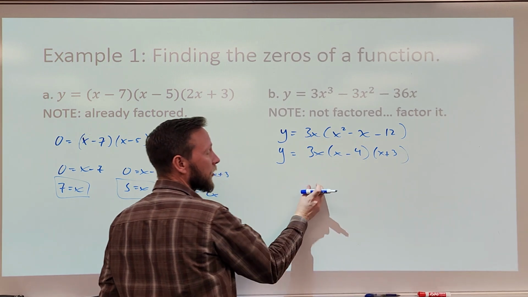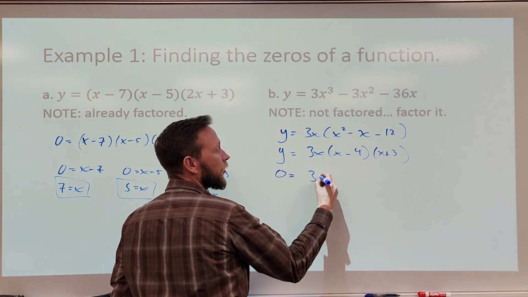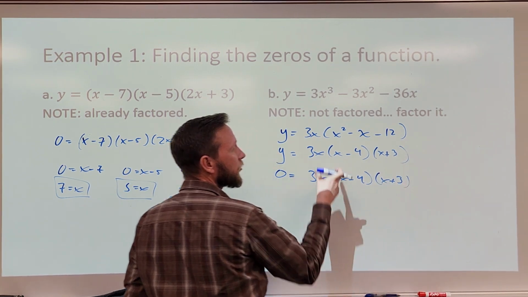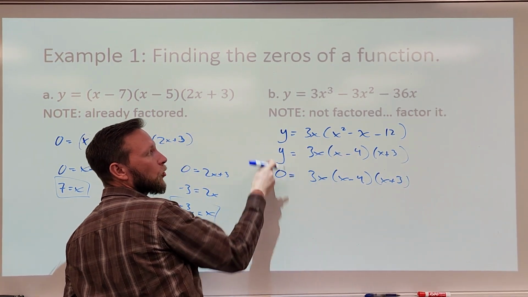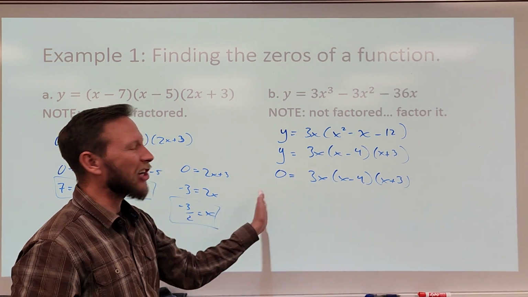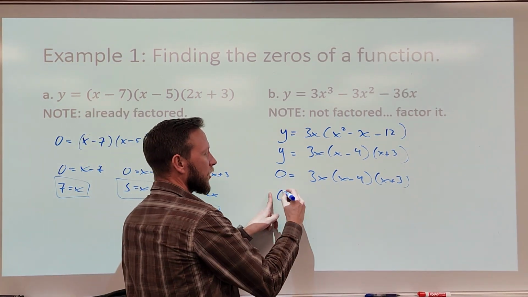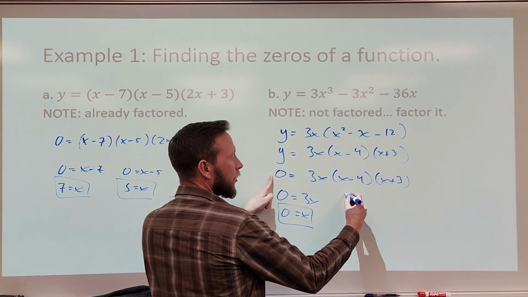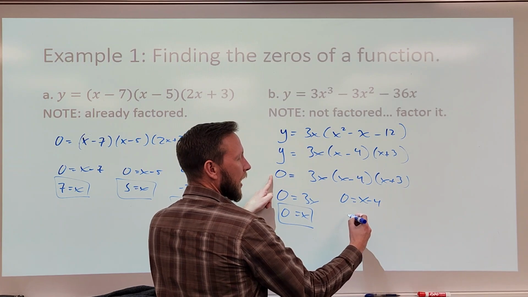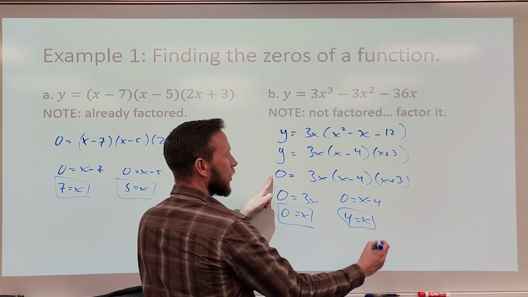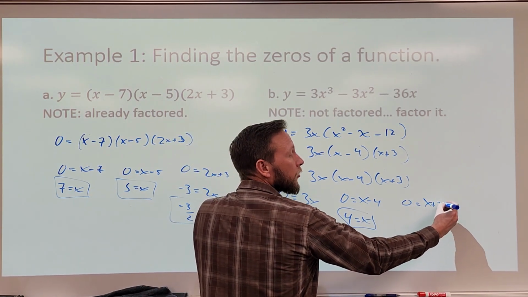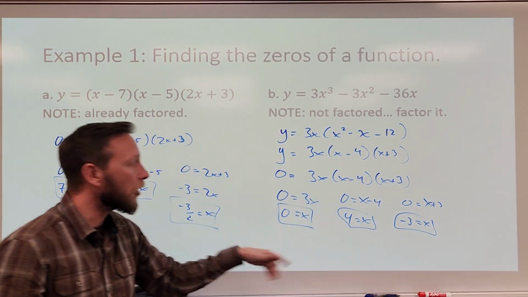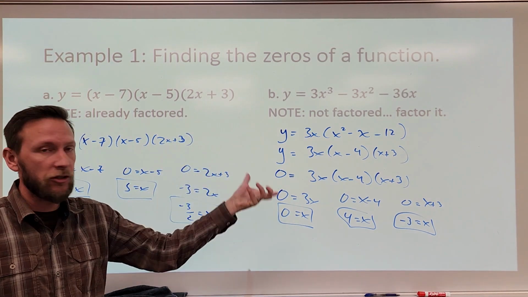If these are our factors, then we want to set each of those equal to 0. We want to find out what values of x make y equal 0. So these values of x are the zeros of the function. When does 0 equal 3x? That happens when 0 is equal to x. When does 0 equal x minus 4? That happens when x is equal to 4. When does 0 equal x plus 3? That happens when x is equal to negative 3. So these are the zeros for this function.